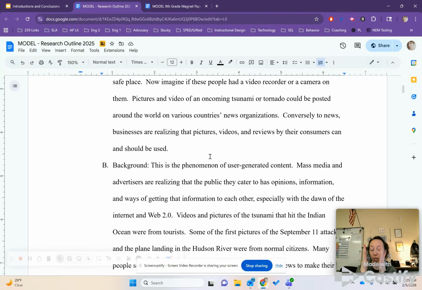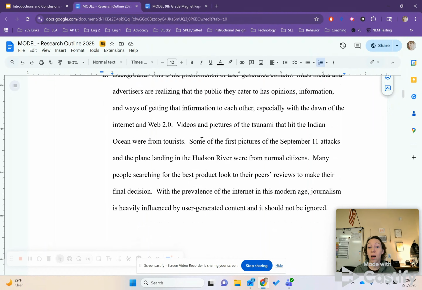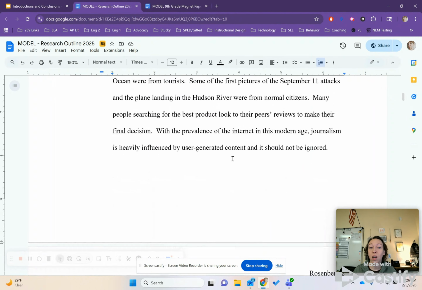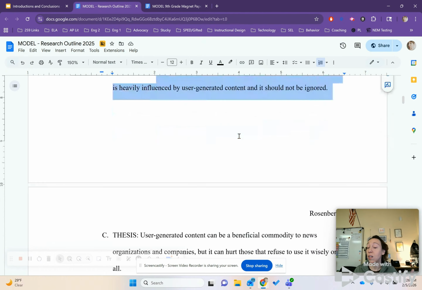Then I start focusing on some of that background. So this is the phenomenon of, oh, here's my topic of my essay, user-generated content. Mass media and advertisers are realizing that the public they cater to has opinions, information, ways of getting that information to each other. I give a few more examples: the tsunami that hit the Indian Ocean, the September 11 attacks, the plane landing on the Hudson River. And I keep chipping away, right? Chipping away. With the prevalence of the internet in this modern age, journalism is heavily influenced by user-generated content, and it should not be ignored.